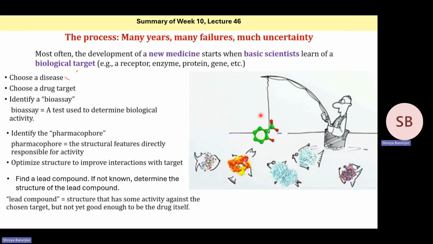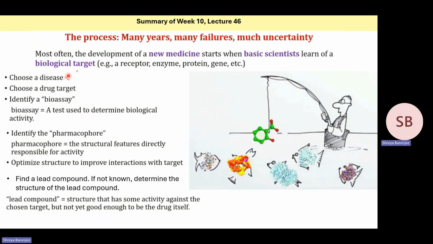Okay. So first, the drug discovery process takes many years and involves many failures and a lot of uncertainty. Most often, the development of a new medicine starts when basic scientists learn of a biological target, that is, a receptor, enzyme, protein, or gene. So, basically, at the initial stage of the development of a new medicine, they find out what is the gene that is causing that defect, or is there a certain protein interaction that is resulting in the disease.